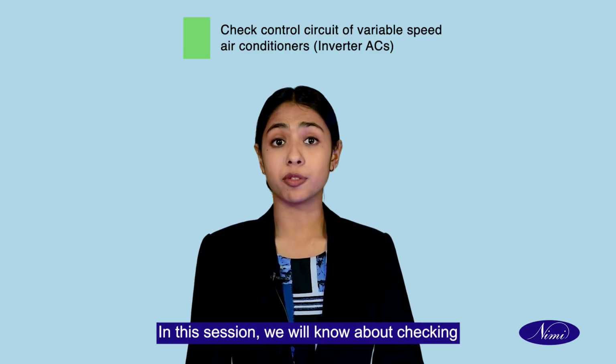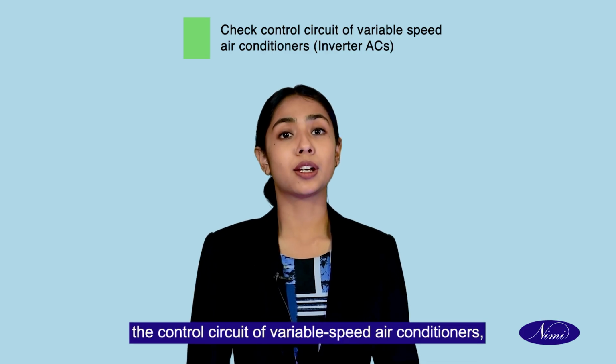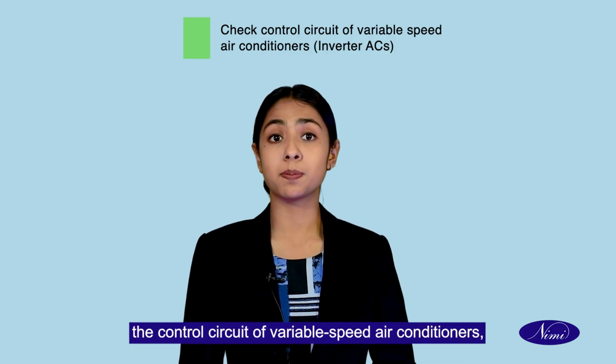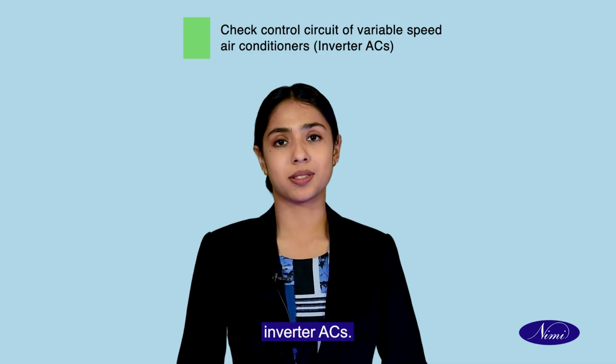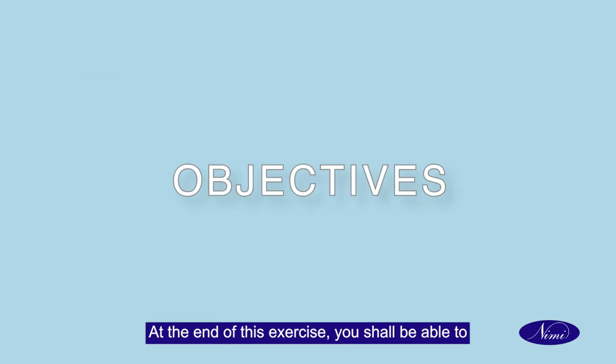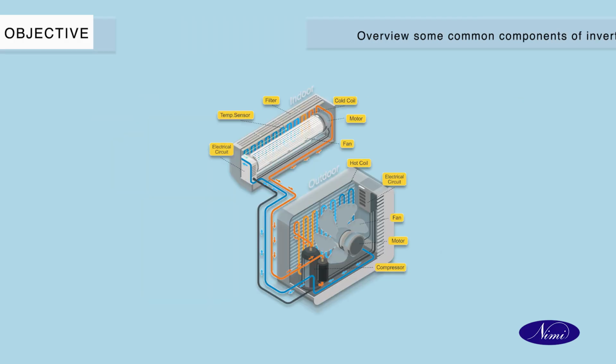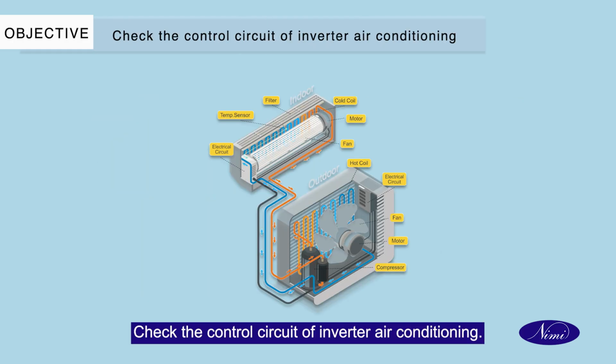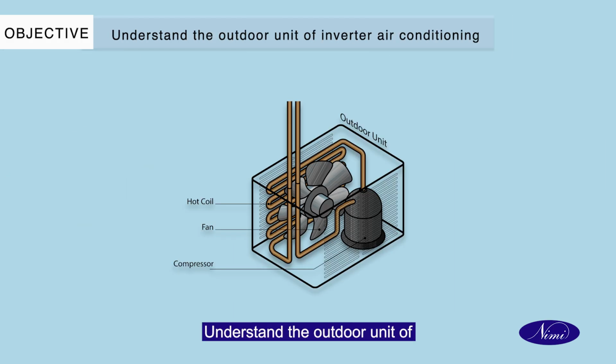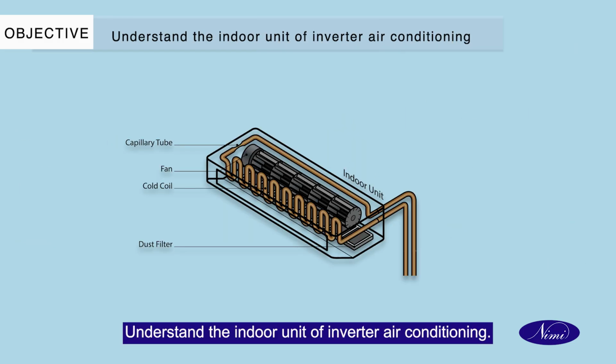In this session, we will know about checking the control circuit of variable speed air conditioners, inverter ACs. Objectives. At the end of this exercise, you shall be able to overview some common components of inverter air conditioning, check the control circuit of inverter air conditioning, understand the outdoor unit of inverter air conditioning, and understand the indoor unit of inverter air conditioning.